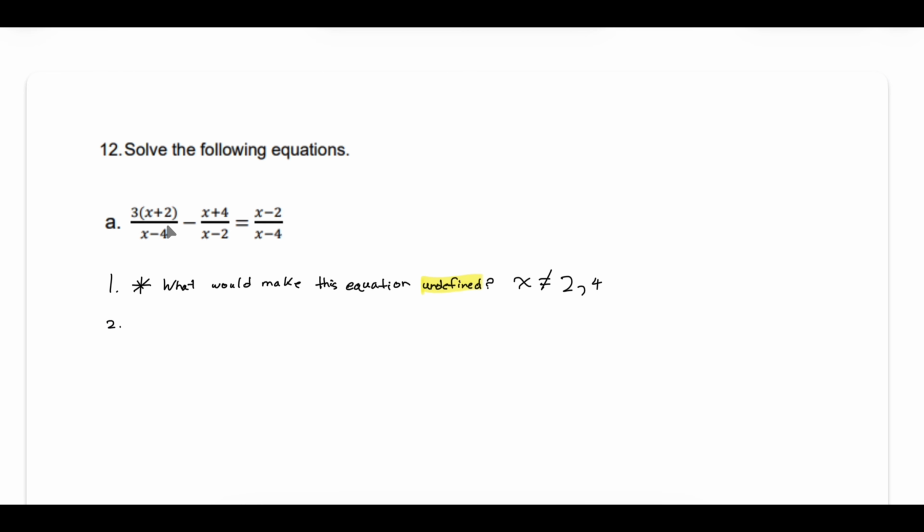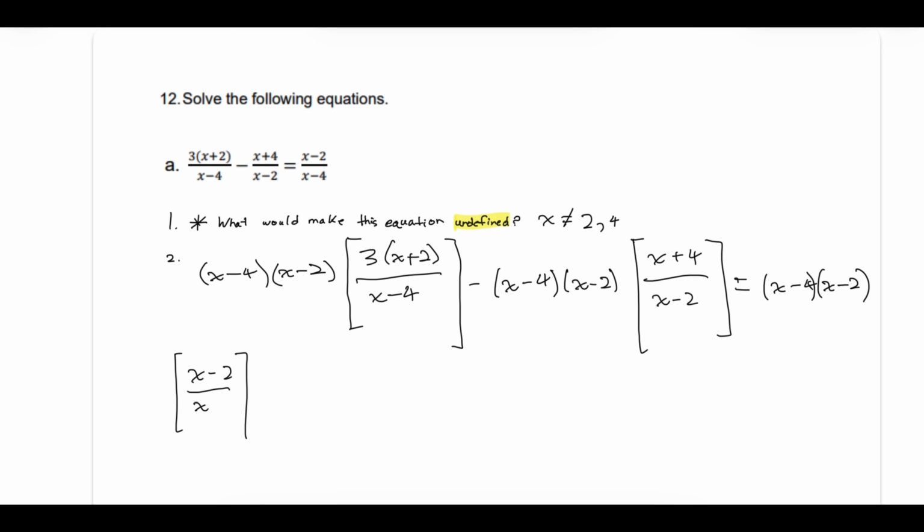Okay, so now we can start multiplying our equation, and we see that we have to multiply this equation by x minus 4 and x minus 2, so we can clear these fractions. Now you might see right away that we will get a quadratic that we have to factor at the end. So let's start working this out. So we have x minus 4 times x minus 2 over x.